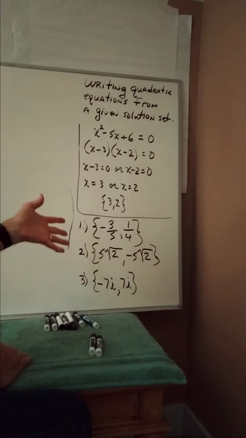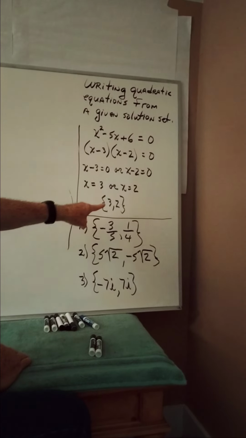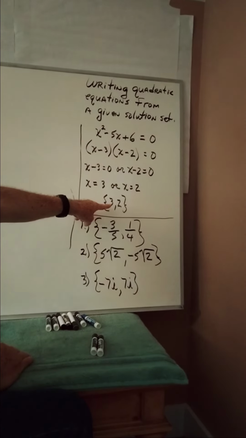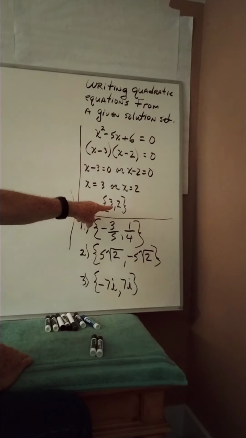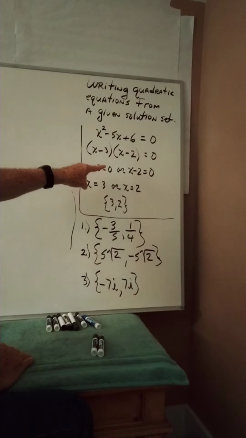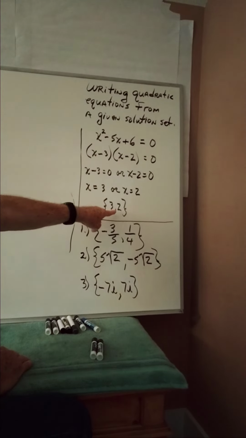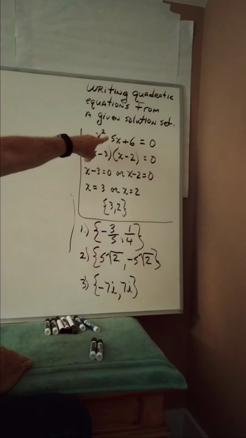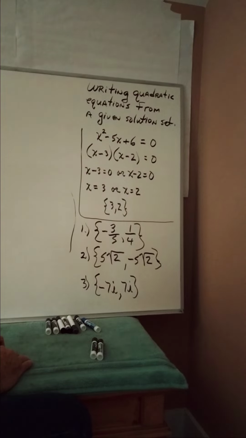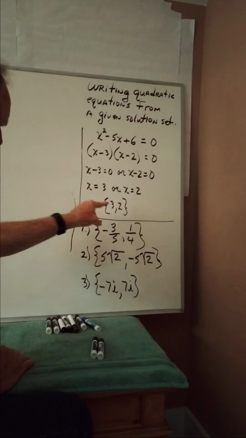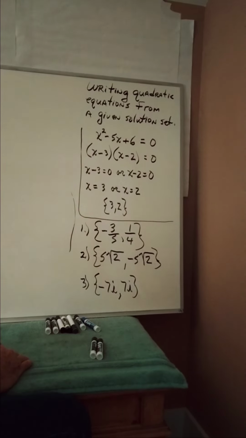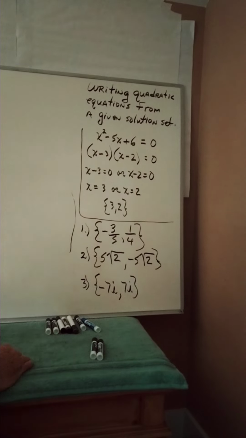What is this objective going to tell us to do? They're going to give us the set whose members are 3 and 2. And they want us to derive the equation. They want us to take these solutions and derive the quadratic equation that afforded those solutions. We'll show you how it goes.